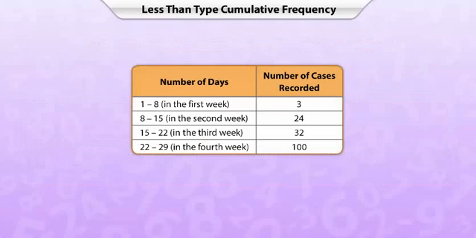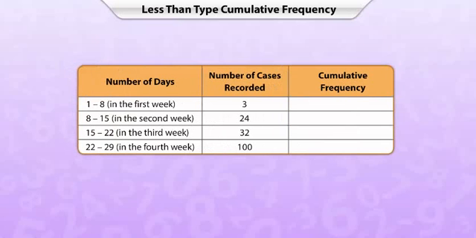Let's look at an example of the application of the less than cumulative frequency. The table gives the number of cases of dengue recorded within the first 4 weeks of the epidemic. The number of cases of dengue recorded in less than 8 days is 3, since no cases were recorded prior to that.